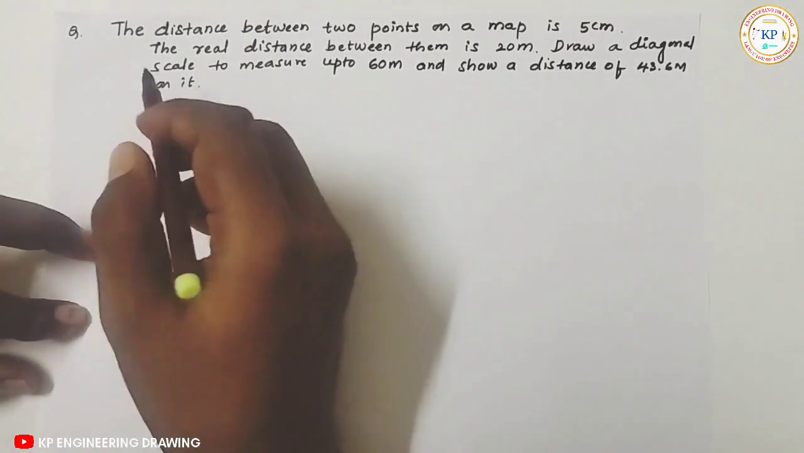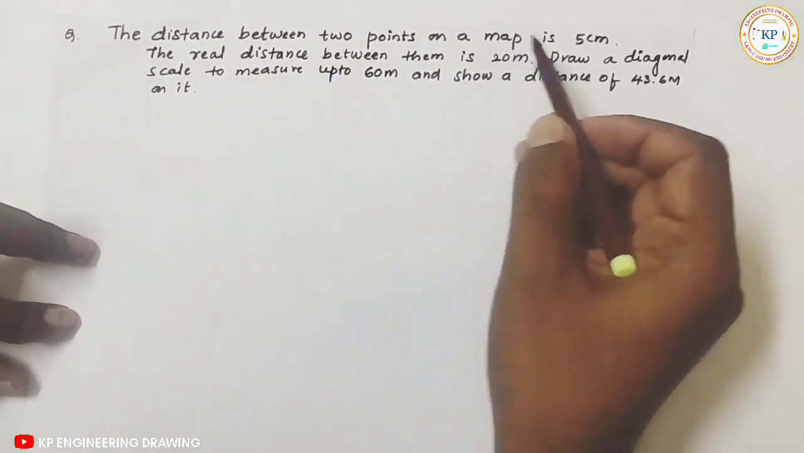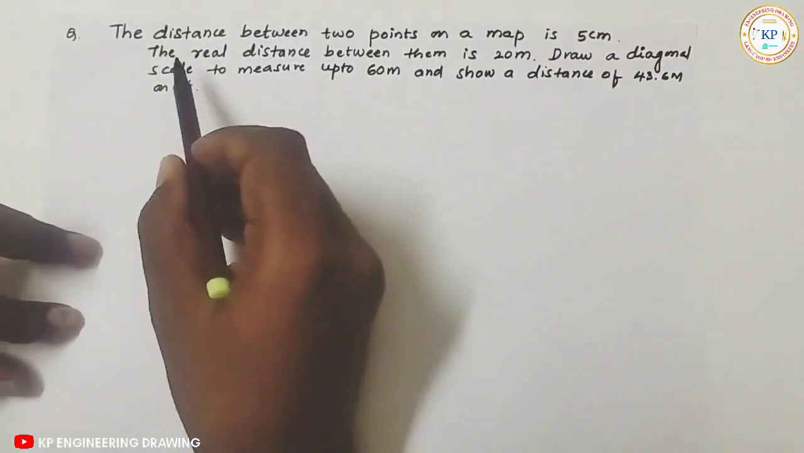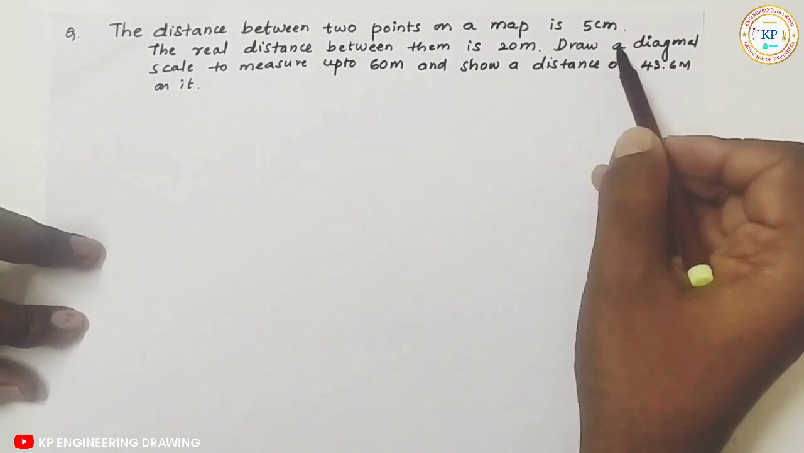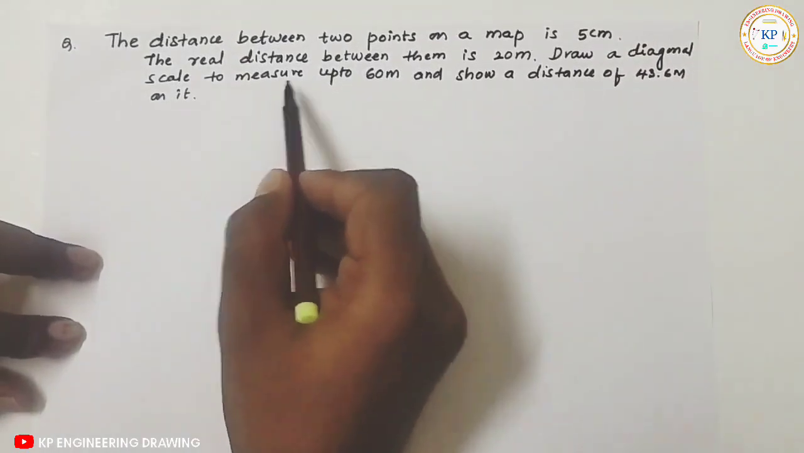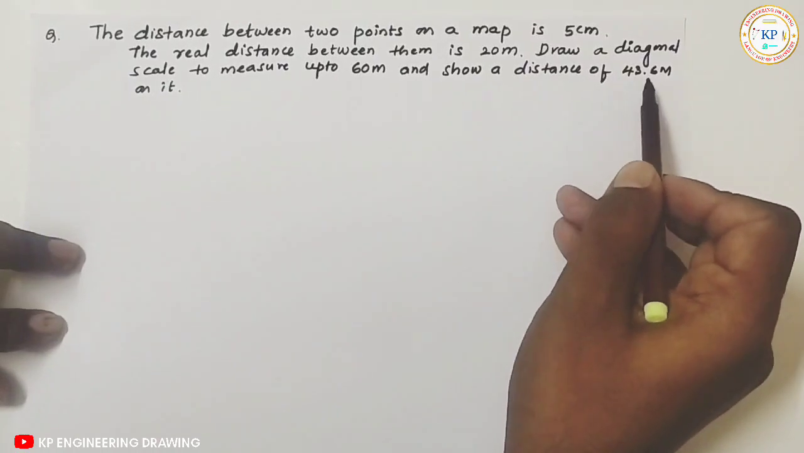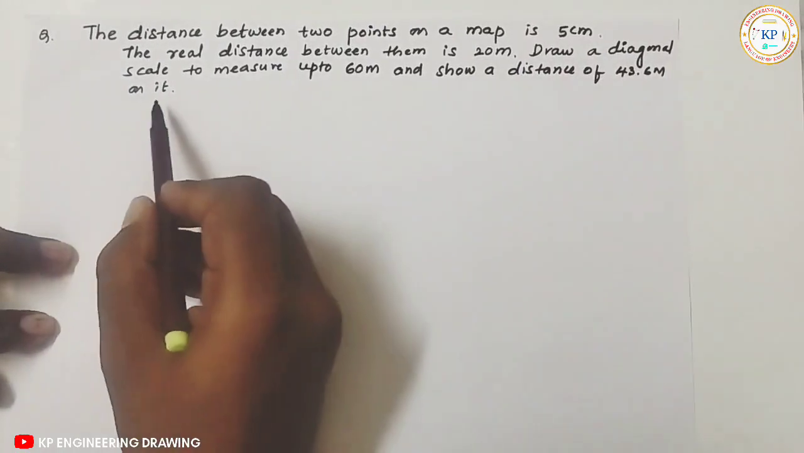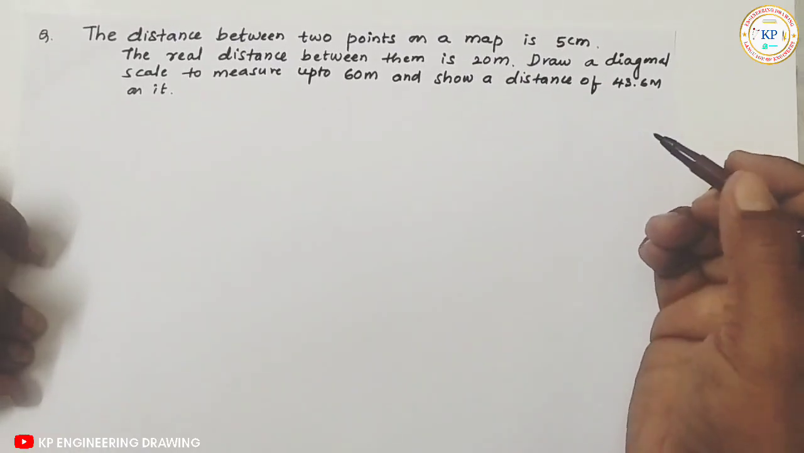The problem is like this: the distance between 2 points on a map is 5 centimeters. The real distance between them is 20 meters. Draw a diagonal scale to measure up to 60 meters and show a distance of 43.6 meters on it. So this problem also comes under diagonal scale.